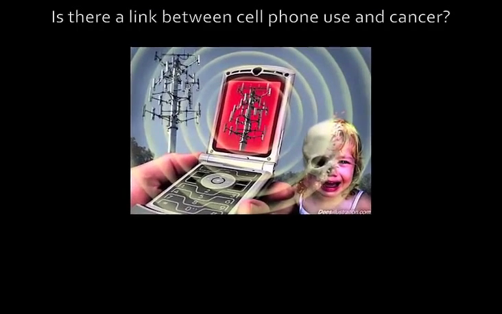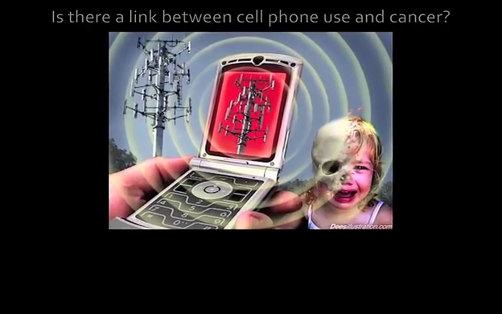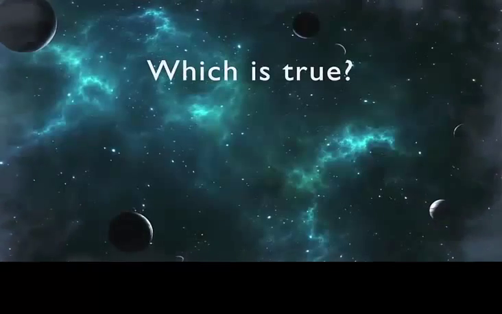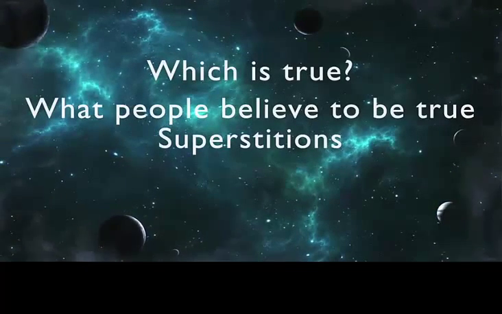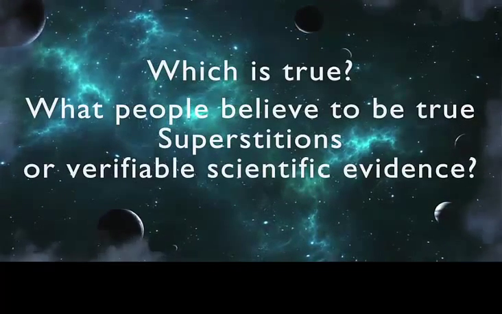He uses the link between cell phone use and cancer, which most people believe are highly correlated. However, recent studies with very large data sets show that cancer is not significantly increased by cell phone use. So which is more believable, scientific evidence or public opinion? Or put another way, which is true, what people believe to be true, their superstitions, or verifiable scientific evidence?